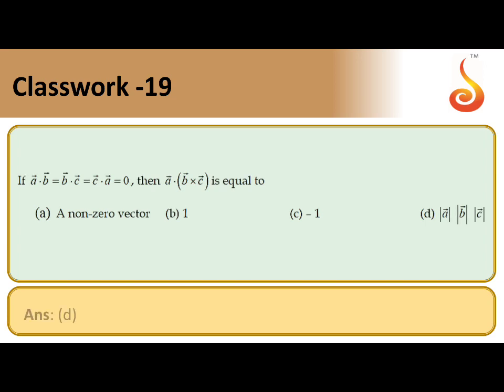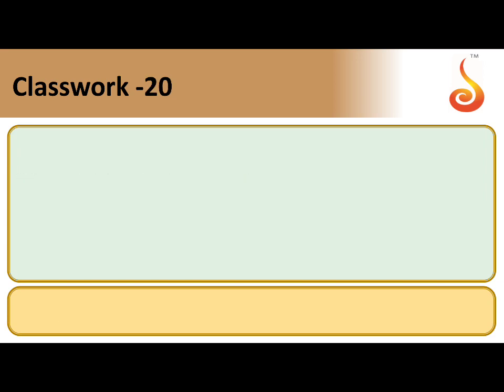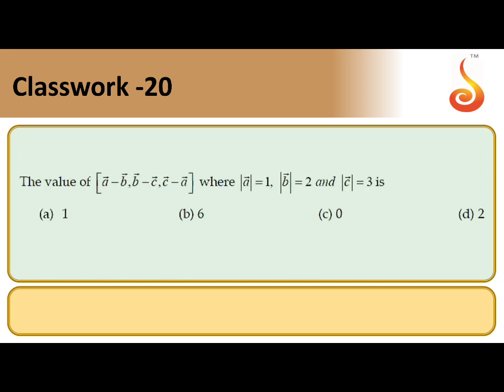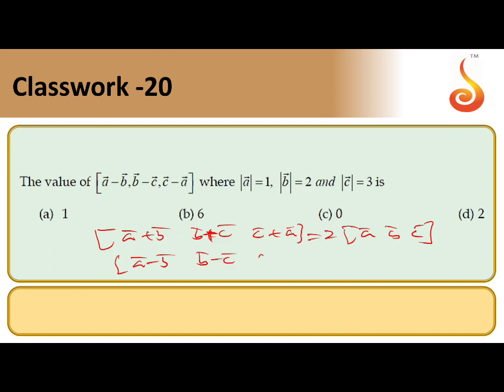Check the answer. Option D is the right answer. Next, the box product of A minus B, B minus C, C minus A is required here. Modulus A, modulus B and modulus C are given. There are two standard results. One is that the box product of A plus B, B plus C, C plus A is 2 times box ABC. I gave this formula in Synapse also. The other one is that the box product of A minus B, B minus C, C minus A equals 0. These are the two standard results.